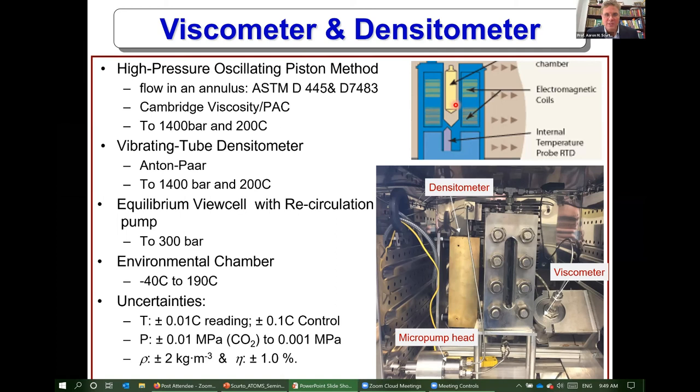And this particular unit can go up to 1400 bar of pressure and 200 degrees Celsius. We've recently added a high pressure Anton Paar densitometer that can also go to 1400 bar and about 200 degrees Celsius. So here we have our equilibrium view cell where the liquid is pumped out through the densitometer, through the viscometer, and then comes back to the top of our cell either as a spray or wets the wall of the upper portion of the cell, providing mixing and mass transfer in order to get equilibrium. And so we can get pretty high quality viscosity and now density data with our particular system. And we have an environmental chamber that can go from minus 40 to 190 degrees Celsius.